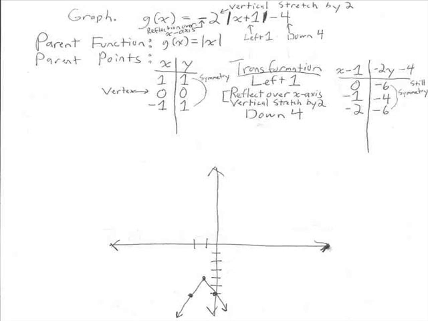So again, the last thing, now that I have the points, is just to plot them and finish graphing the absolute value. I look at it, it's a V. You can see it's been reflected. You can see it move left 1, and you can see it move down 4. The vertical stretch might be a little bit harder to see, but if you compare it to the parent graph, you would notice that it's a bit narrower.